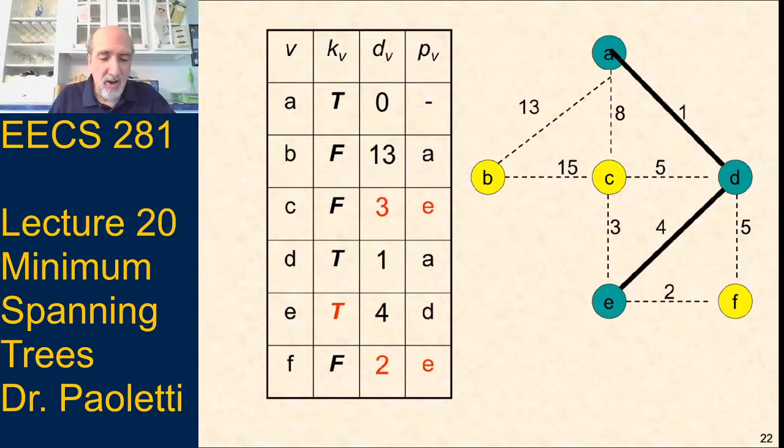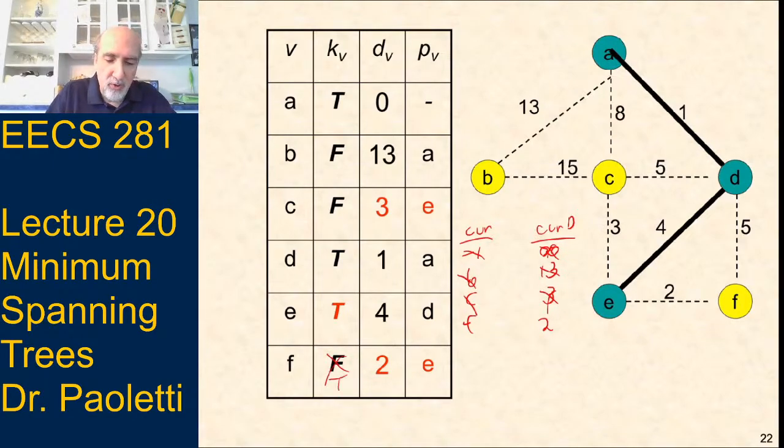Update the slide. All right, so we go through current distance, current vertex, and find the smallest false one. A is true, not it. B is false at 13. C is false at 3. D is true, E is true, F is false at 2. F is the one. Step 2, mark F as true. Step 3, update the false neighbors. A is true, can't touch it. B, well, distance from F to B, helper says infinity. That's not better than what's in the table. C is false. F to C is infinity. Don't do that. D is true, E is true, F is true.